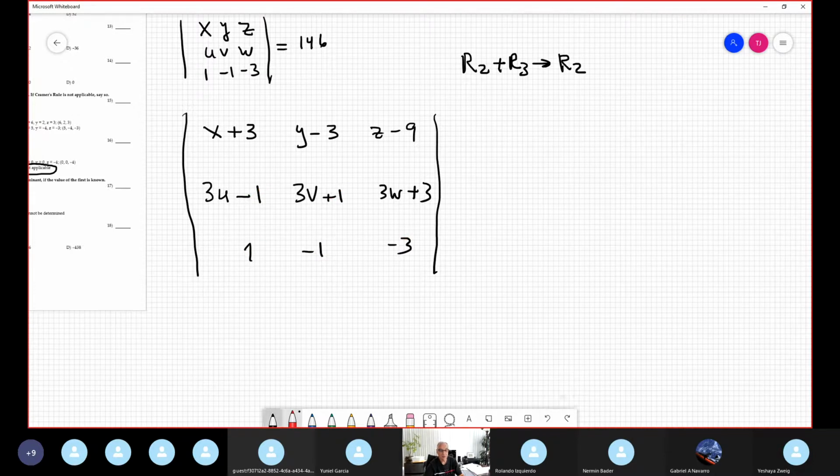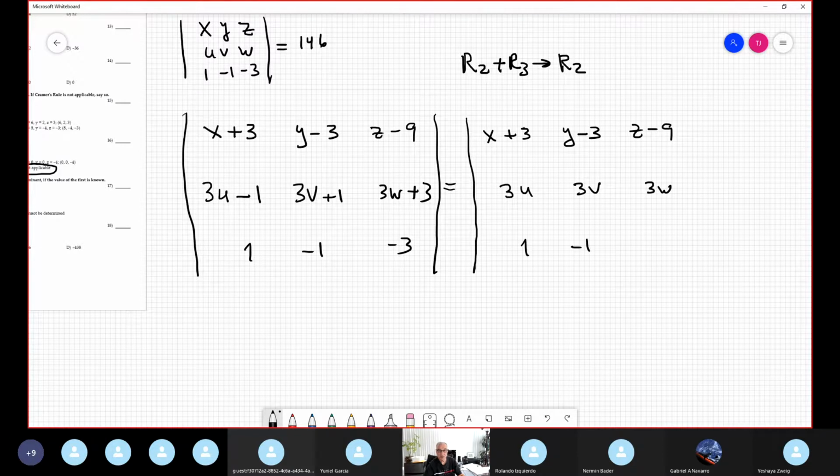Okay. Now I have a new determinant that is equivalent, because when you perform a row operation or column operation, the value of the determinant magically stays the same, it doesn't change. And this is 3u, 3v, and 3w. And this stays the same. The only row that changes is row 2. How do you know that? Because it's the only row in which you store the result of adding this and this together, stored in row 2.